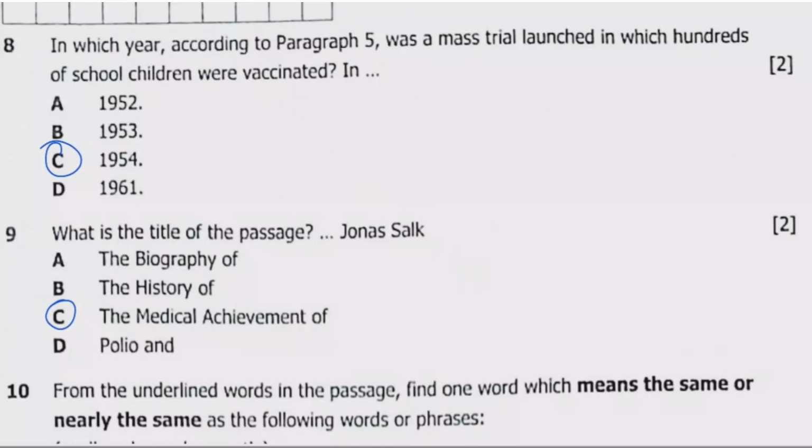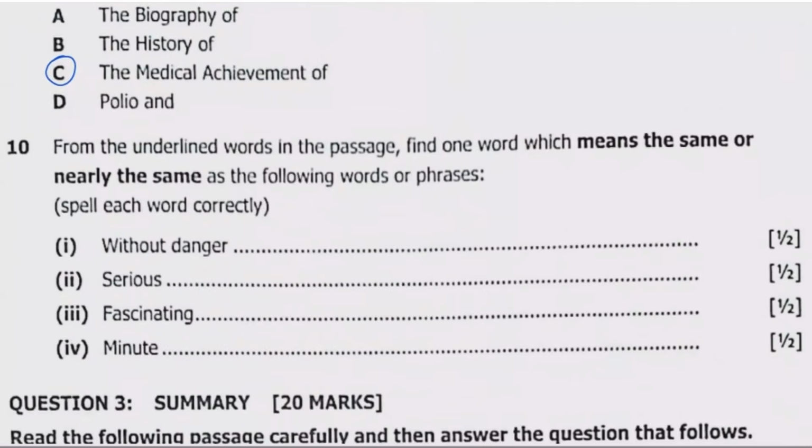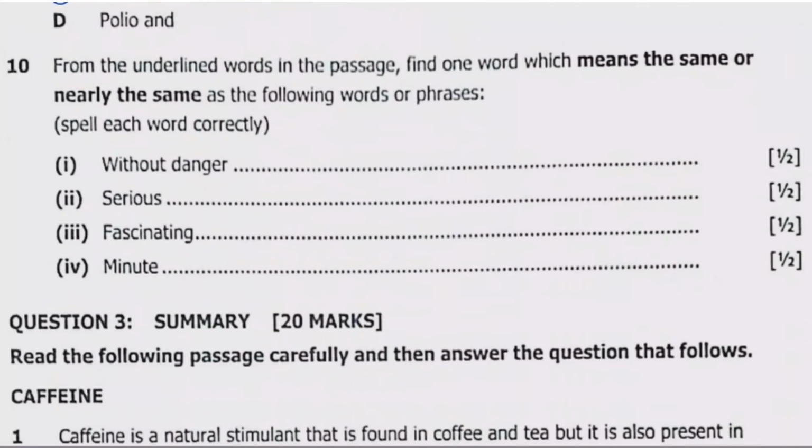Okay, now we come to question 10. So question 10 is as follows. From the underlined words in the passage, find one word which means the same or nearly the same as the following words or phrases. Spell each word correctly. So we need to spell the words correctly.